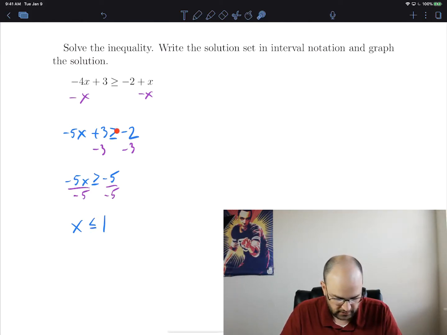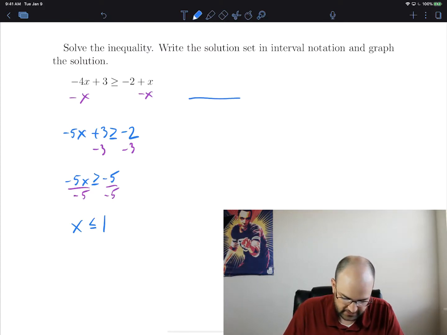I didn't do it here because I just subtracted. Addition, subtraction never changes the sign. Same thing here, I'm just subtracting, so I don't change the arrow. Between here and here, I do because I am dividing by that negative 5. Excellent, and that's actually my solution. x is less than or equal to 1.